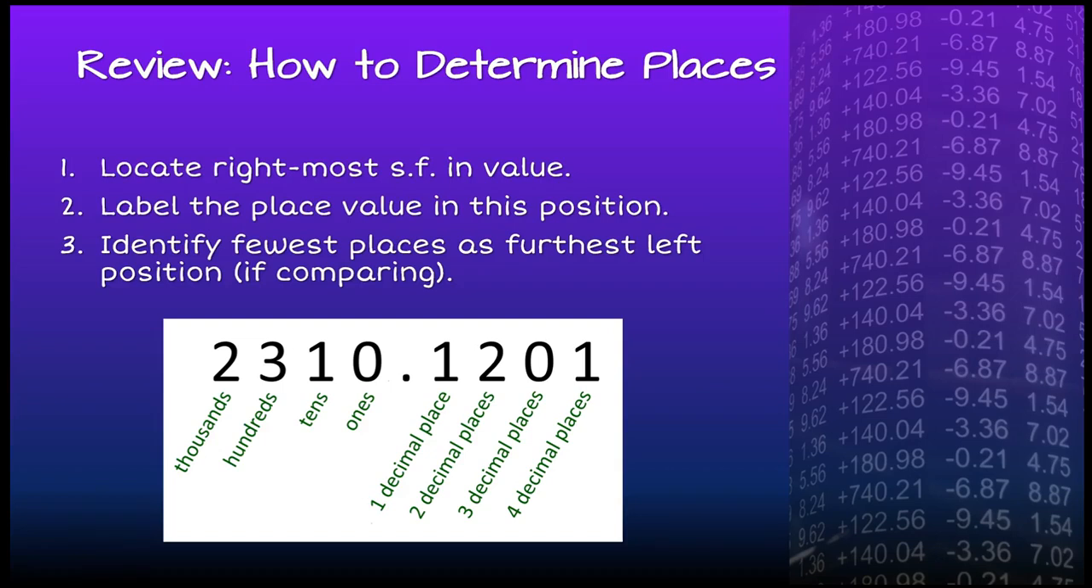If we have to determine places, we assess which digits are significant in that value and locate the one that is furthest to the right. Then label that position. You'll see here that I will count decimal places when the sig fig is to the right of the decimal point.